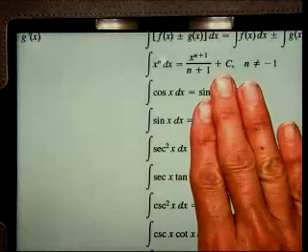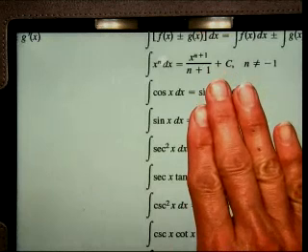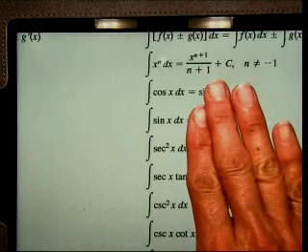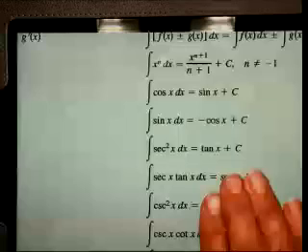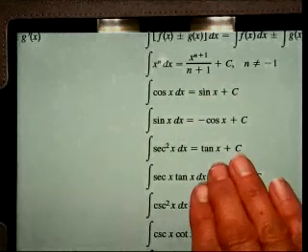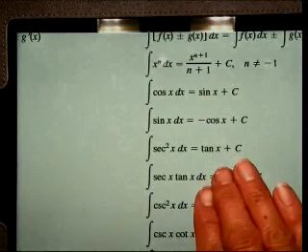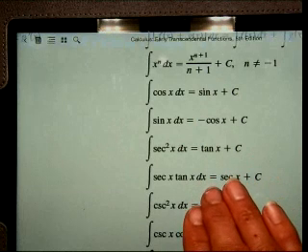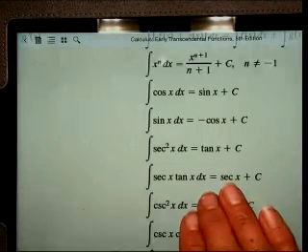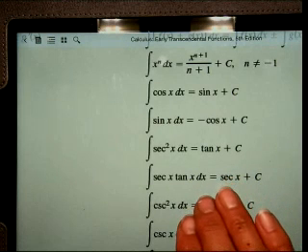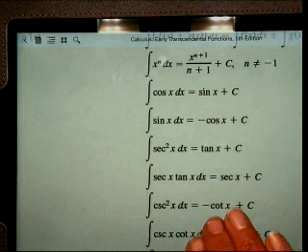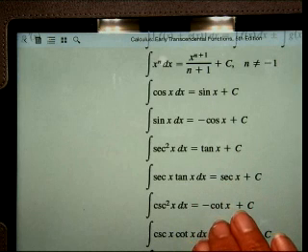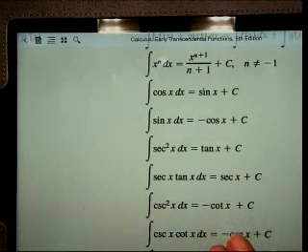What's the function whose derivative is secant squared? Tangent. What's the function whose derivative is secant tangent? What's the function whose derivative is cosecant squared? Negative cotangent. What's the function whose derivative is cosecant cotangent? Negative cosecant. So far, so good.